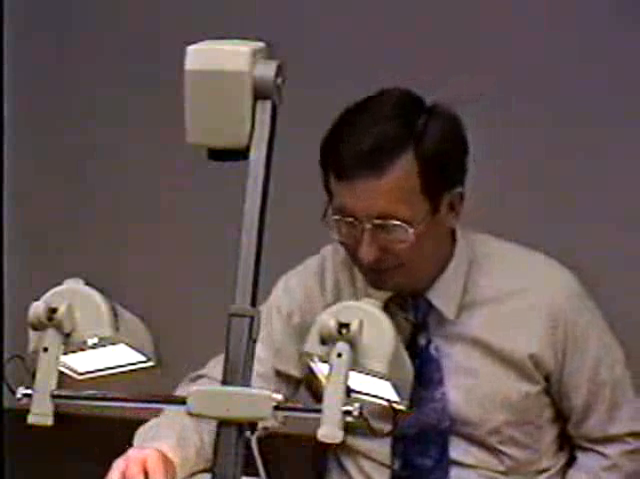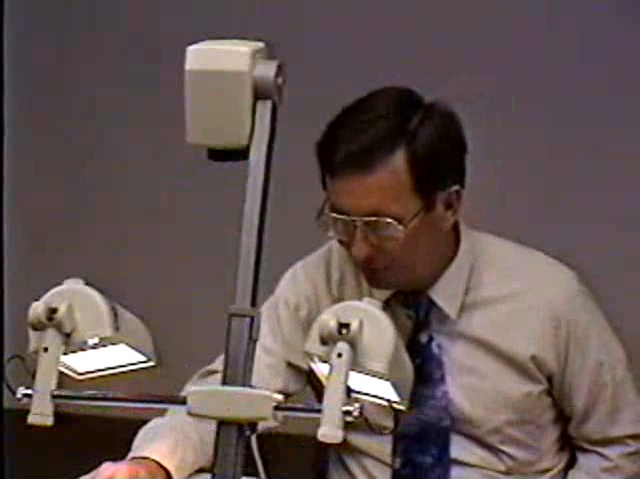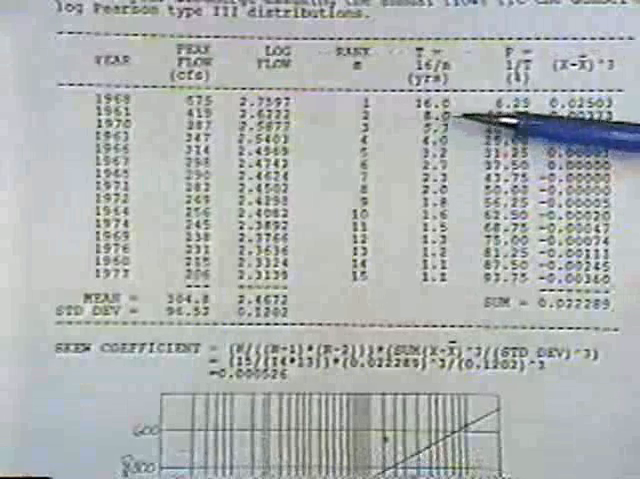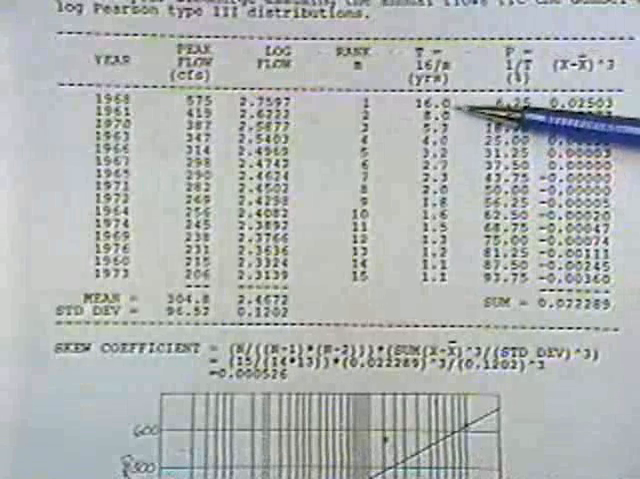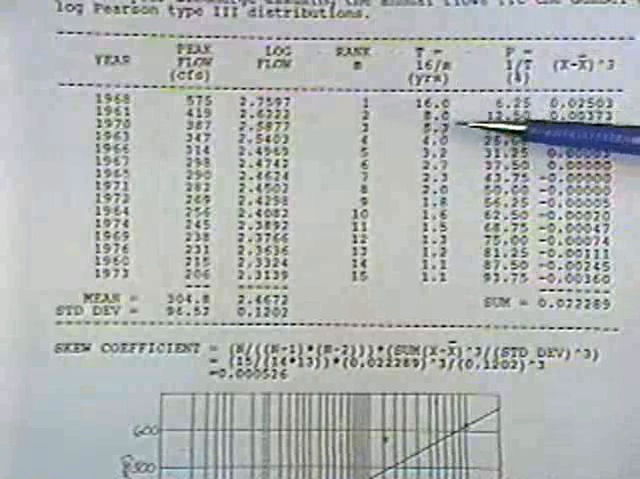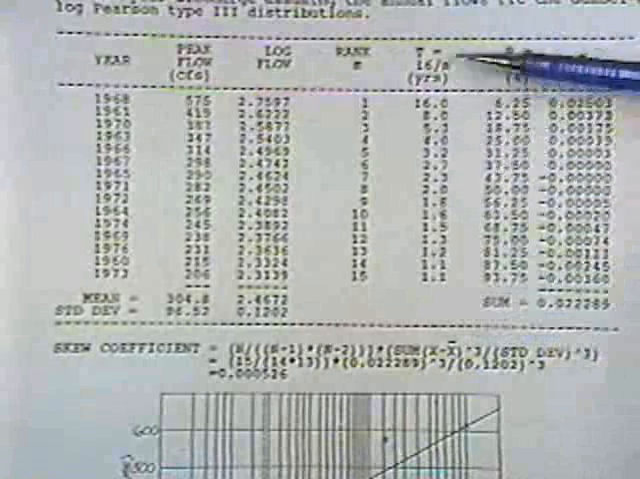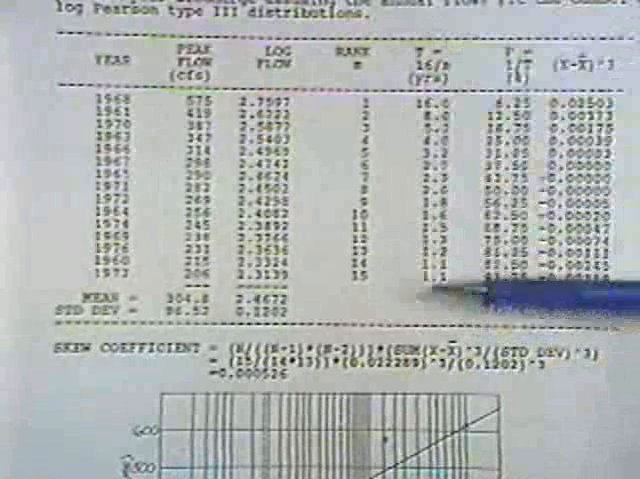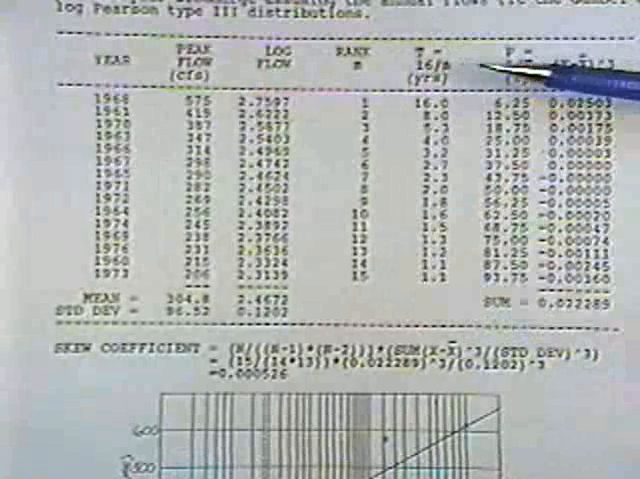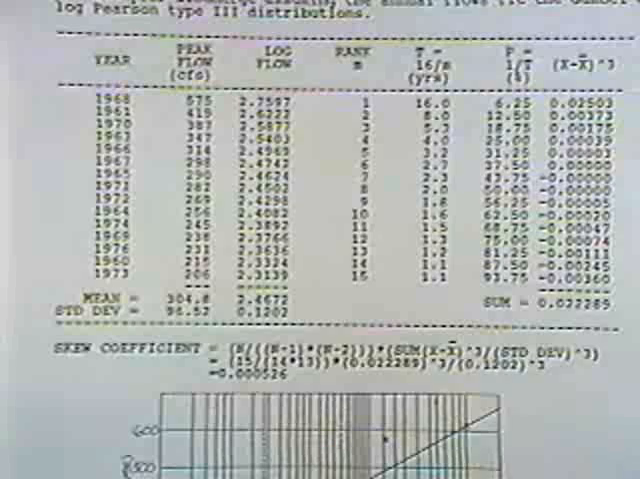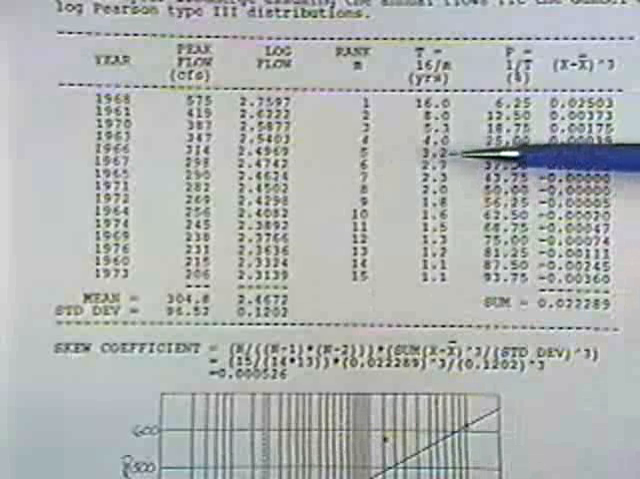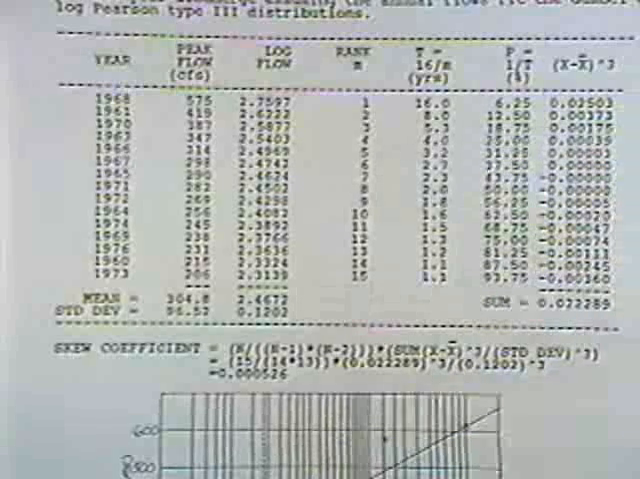The problem with that is that the biggest recurrence interval we got is 16 years, and in many design applications we want to design the hydraulic structure for a 50-year recurrence interval or 100-year recurrence interval, and there's no way you can extrapolate. It would be very approximate to extrapolate. And so what we normally do is we fit the data to probability distribution functions.